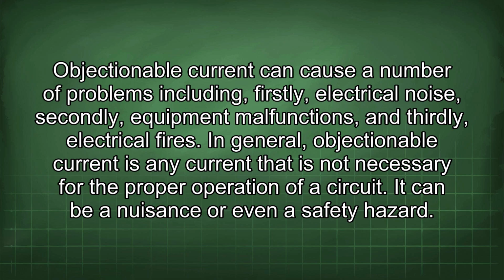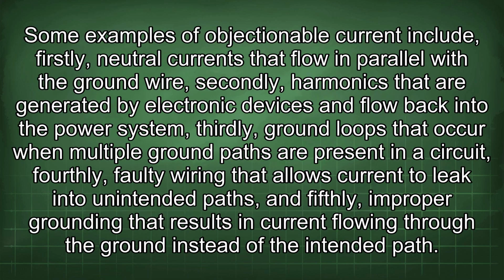In general, objectionable current is any current that is not necessary for the proper operation of a circuit. It can be a nuisance or even a safety hazard. Some examples of objectionable current include: firstly, neutral currents that flow in parallel with the ground wire. Secondly, harmonics that are generated by electronic devices and flow back into the power system. Thirdly, ground loops that occur when multiple ground paths are present in a circuit. Fourthly, faulty wiring that allows current to leak into unintended paths. And fifthly, improper grounding that results in current flowing through the ground instead of the intended path.